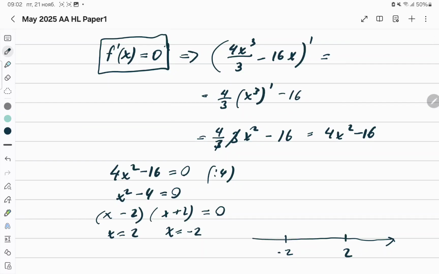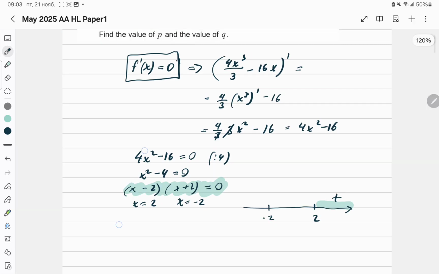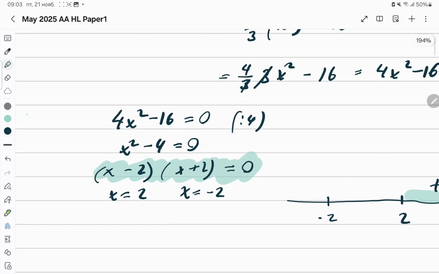We place these two numbers here and check the signs by plugging numbers from each interval into the derivative function. This is the best option because it is easier to calculate the sign of the derivative on the interval. For the interval from 2 to infinity, let's take 5. If we plug 5 instead of x, we get a positive number, since 5 minus 2 times 5 plus 2 is positive, so plus. Then if we put 0 from the middle interval, we get a negative sign, minus, and then similarly plus.